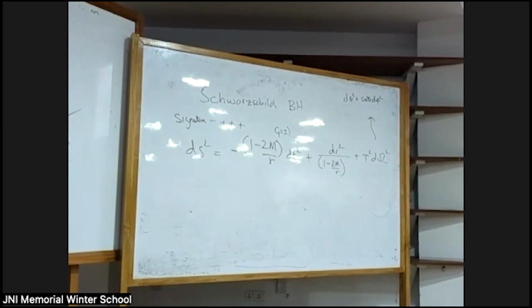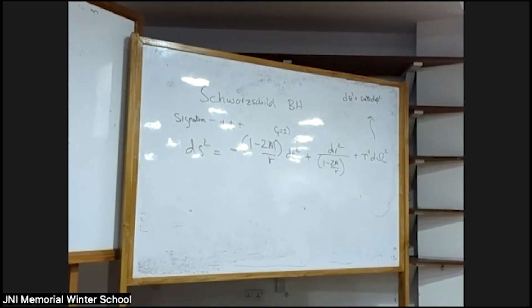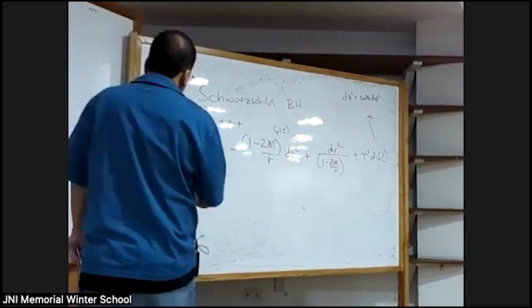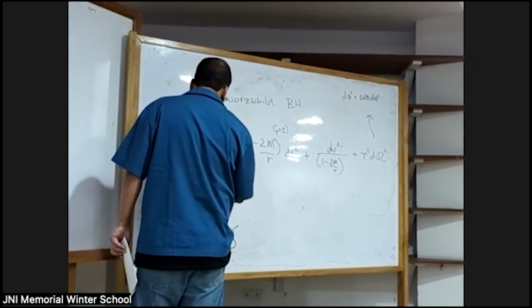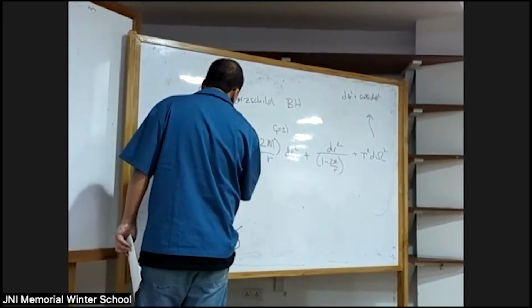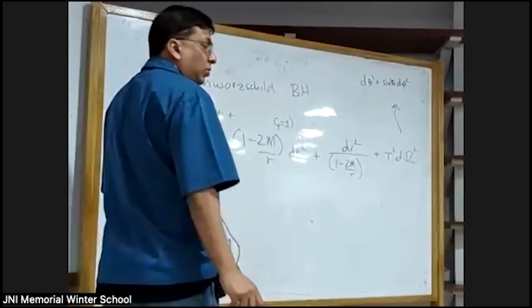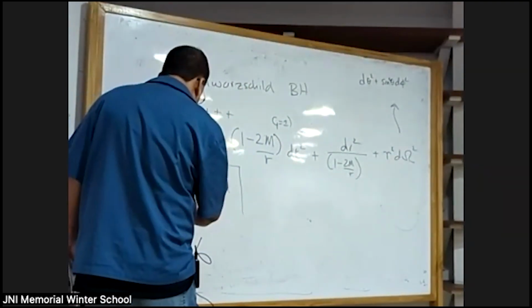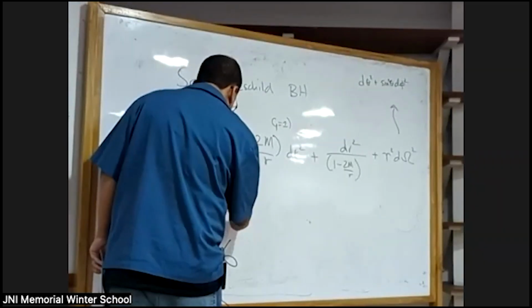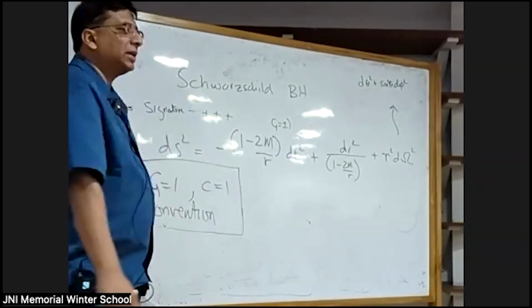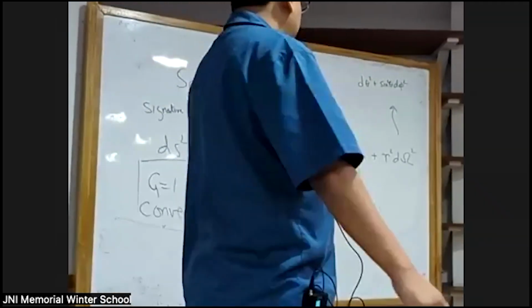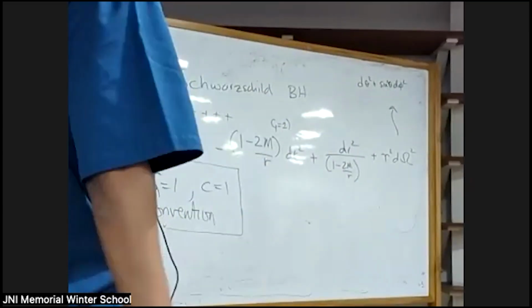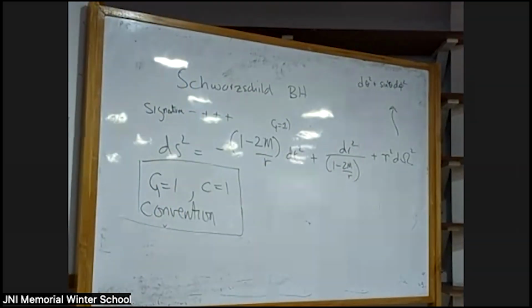As I said, we're setting G equal to 1. We're also setting the speed of light equal to 1. This is our convention. People always do this, and then it's a little bit confusing when you want to put all the units or all the constants back in.